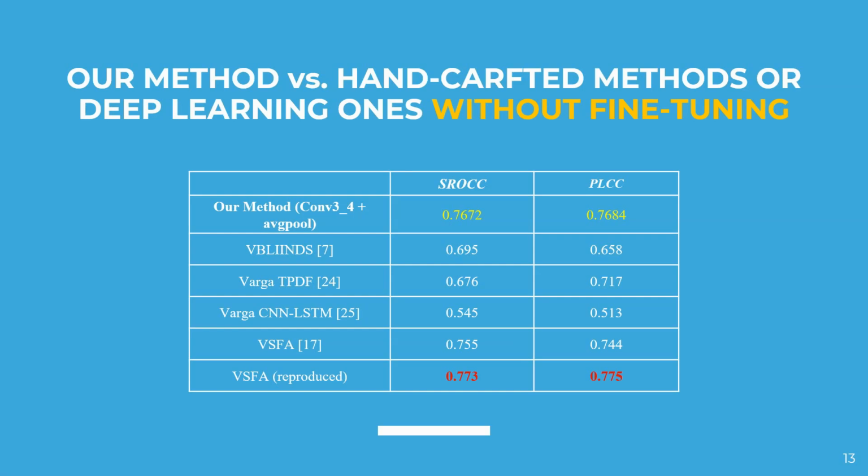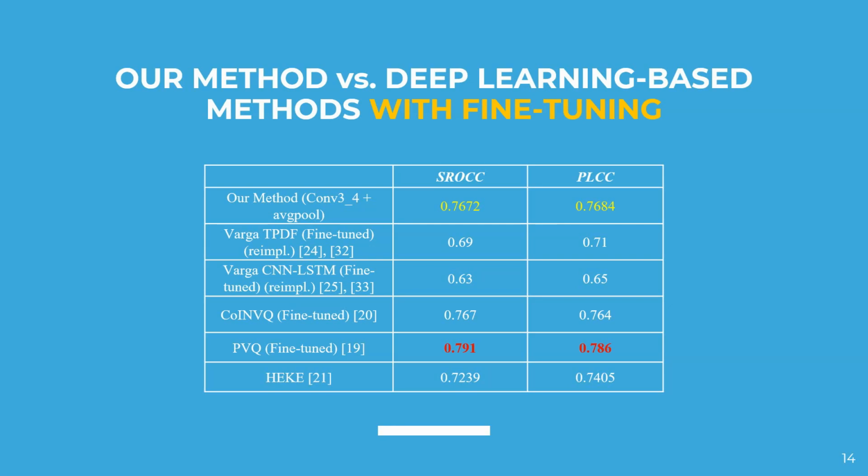Here we compare our method with handcrafted based methods and deep learning based methods that haven't used fine tuning. We can see that the VSFA method lies in the first place, and our method lies in the second place. In the next slide, we compare our method with deep learning based methods which have used fine tuning. In this table, we can see that the PVQA method lies in the first place, and again, our method lies in the second place.